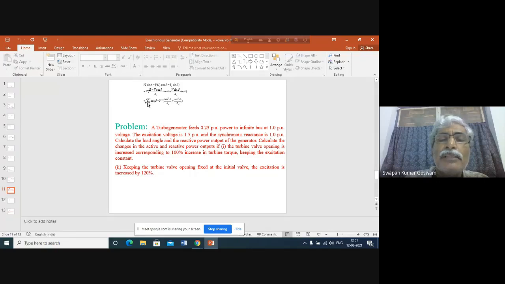So you see that it is almost the same expression except for the presence of XD and XQ. Had XD and XQ been the same, then this part would have been V square by XD only.